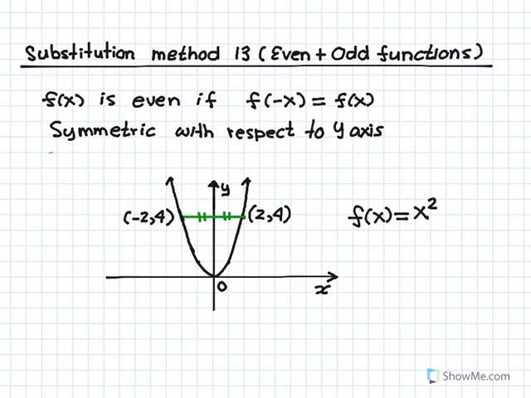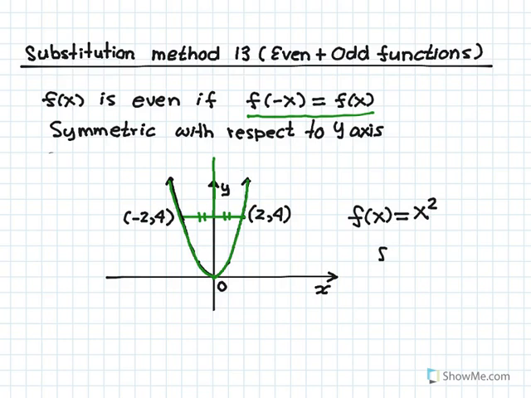f(x) is said to be even if f(-x) is equal to f(x). That means basically the function is symmetric with respect to the y-axis. So you can imagine if you put a mirror across the y-axis, the left half of the curve is exactly the same as the right half of the curve. Alright, let's show that more analytically.